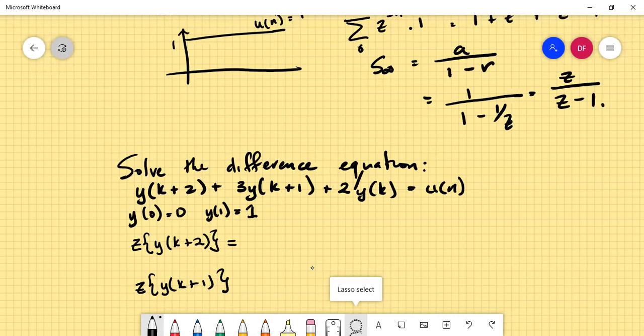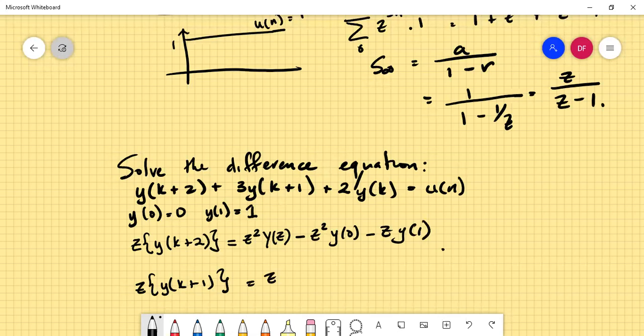Sir, for the k plus 2, you have z squared Y(z) minus z squared y(0) minus z y(1). And for this one, it's z Y(z) minus z y(0).